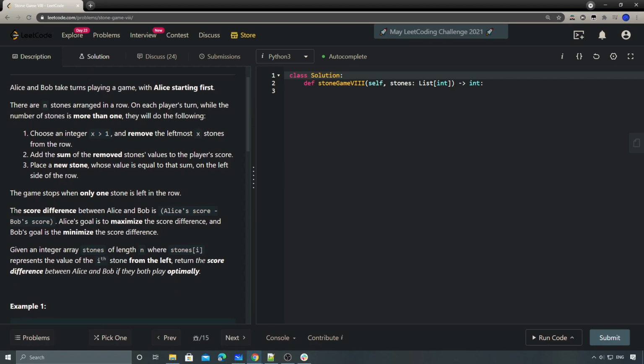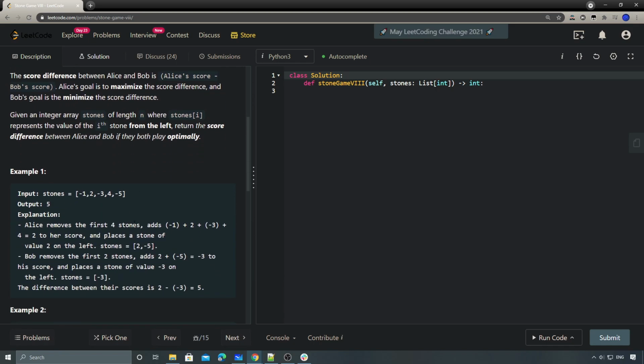Okay, so now as usual, this is a game theory problem. Basically, we want to maximize the score difference for Alice, and Bob will try to minimize Alice's score, which also means Bob is going to maximize his score. Basically, each player will try to maximize their own score. That's why it's called both players will play optimally, right?